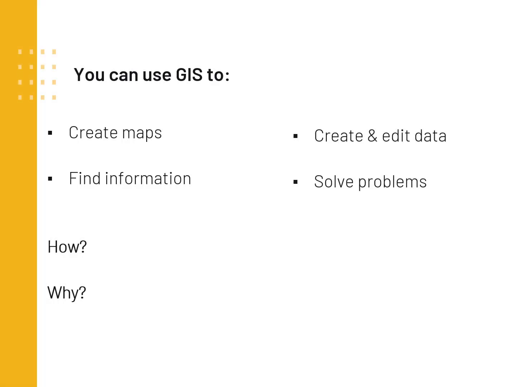So specifically, what do GISs do? Well, they're going to help you create maps. They're going to help you find information. They will also allow you to create and edit data that currently exists, and this is going to help you solve problems. Ultimately, the how and the why are going to be up to you and your field of work. So again, GIS isn't specific to one particular field. It's a general tool that can be used in a wide swath of areas.